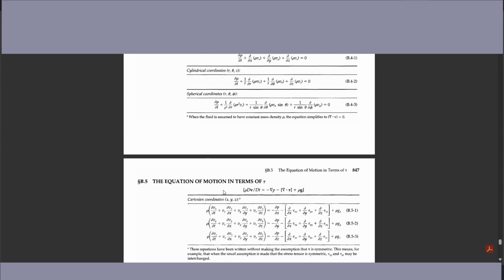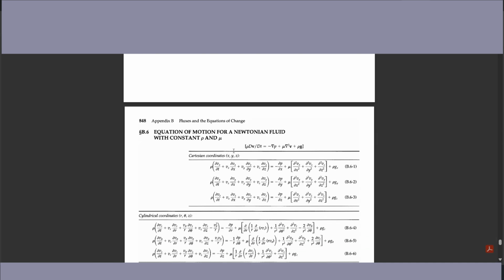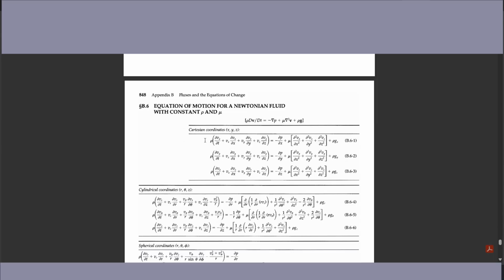B.6 instead of B.5, and that's because the problem statement said it's a Newtonian fluid, so we can say the density and viscosity are constant as a result of that. So we're using B.6-8, and that's on page 848.